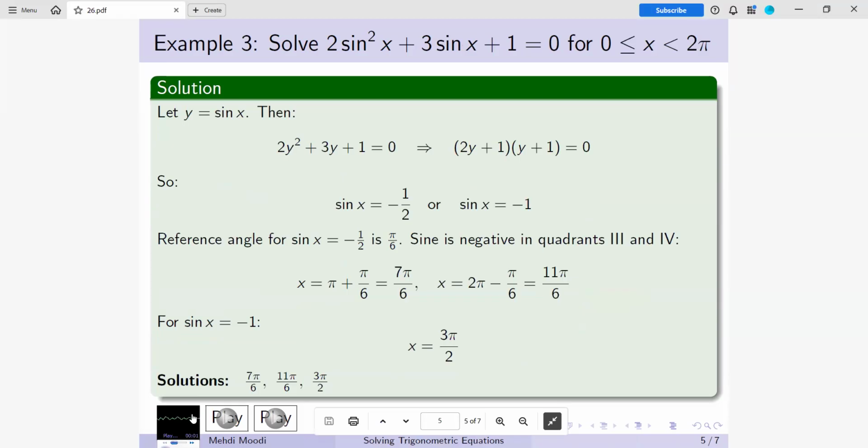This clue is a little more complicated, so we hand it over to AVPD's Quadratics Lab. They break down the evidence by factoring and report back with 2 possible coordinates. One suspect has a sine value of negative 1/2, the other has a sine value of negative 1.